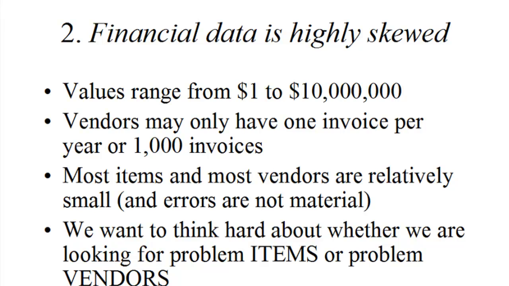Similarly, if we're looking at vendors, you can have a vendor who only bills you once a year or once in its entire history. Or you have a vendor who sends you 1,000 invoices, or 1,000 a month. And again, that distribution is typically skewed towards small vendors. There are a lot of vendors who send you one or two invoices in the course of the year, and relatively few who send you thousands.